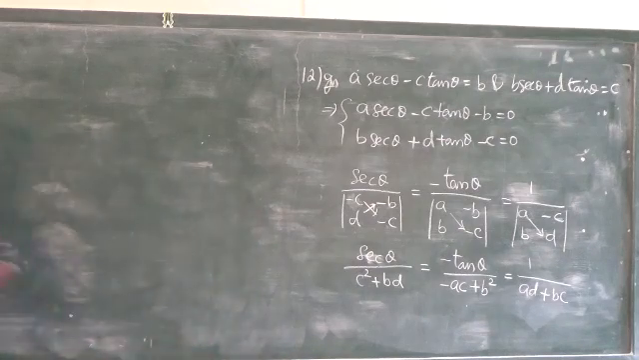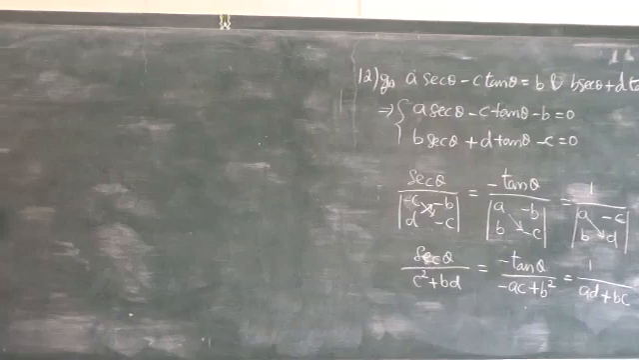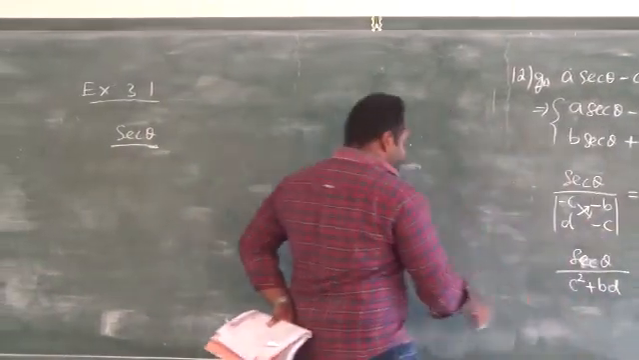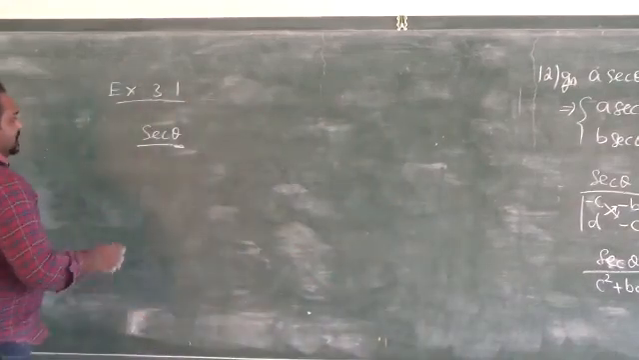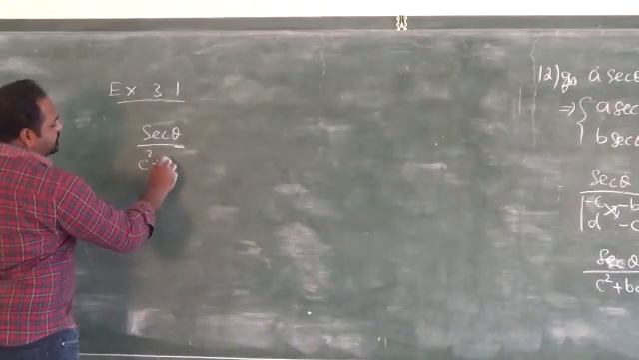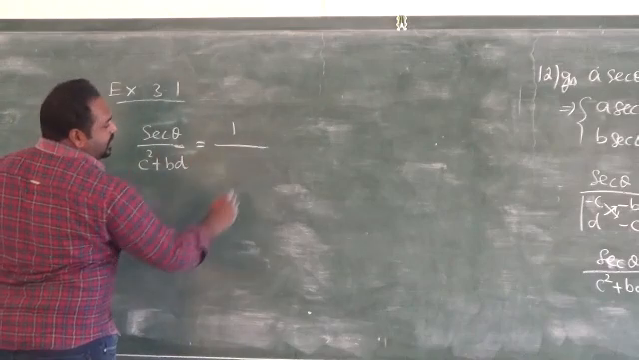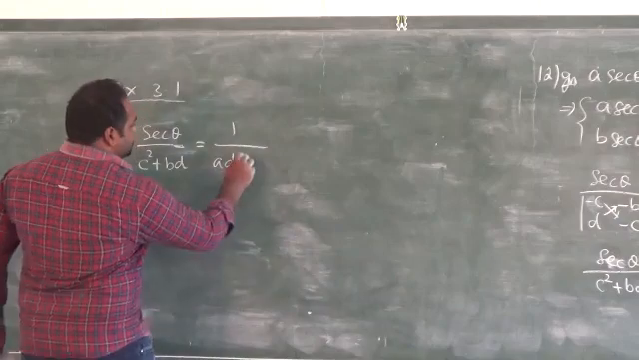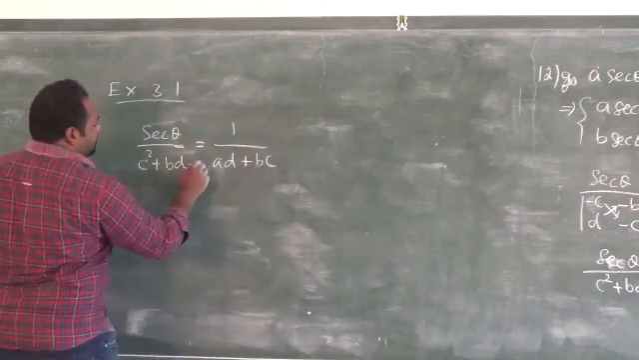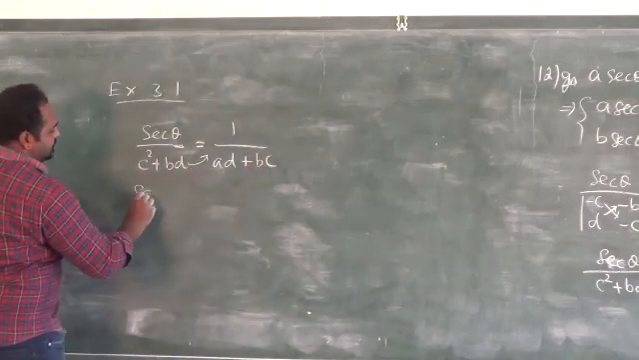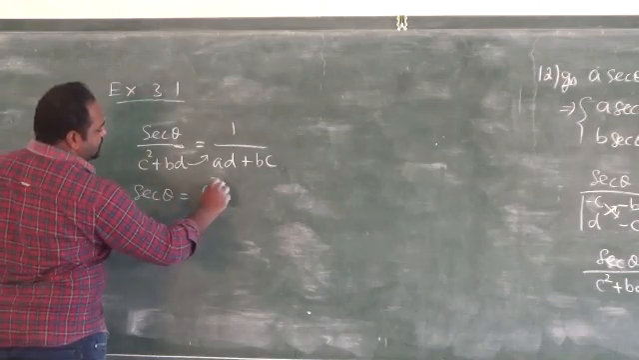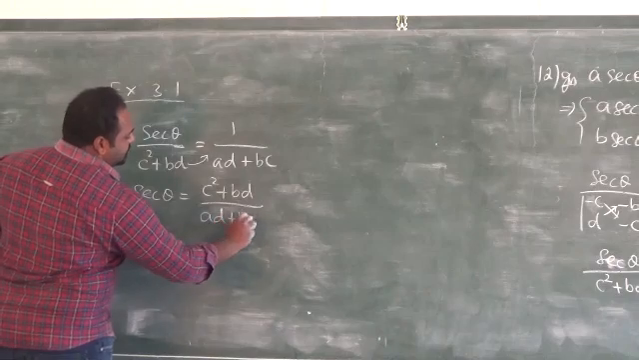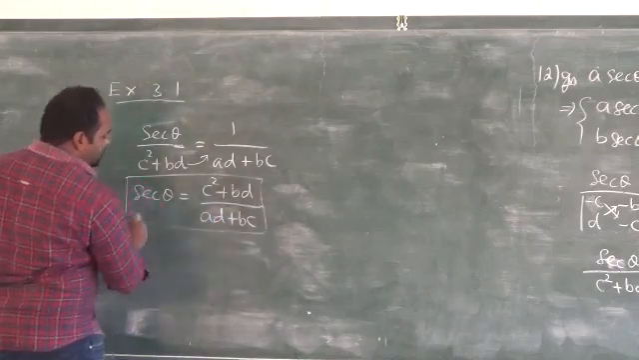So secant theta equal to, because all the three terms are equal, so any two terms we can take and find out the secant. C square plus BD equal to 1 by AD plus BC. If I carry this to the other side, it is multiplication: secant theta equal to C square plus BD by AD plus BC. So this is the secant value.